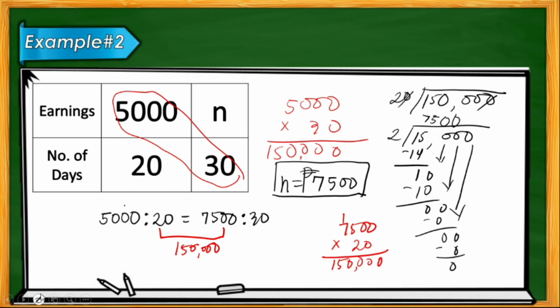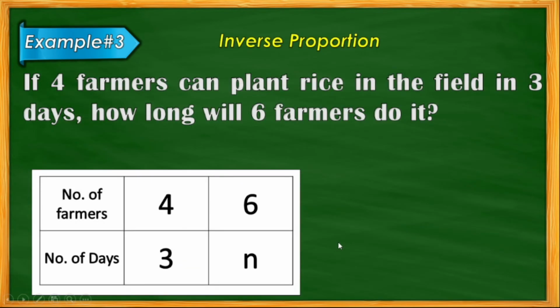And for the extremes, we have 5,000 times 30. The answer is also 150,000. So 150,000 is equal to 150,000. Therefore, the answer 7,500 is correct because the two ratios are a proportion. Okay, so let's proceed to example number 3.